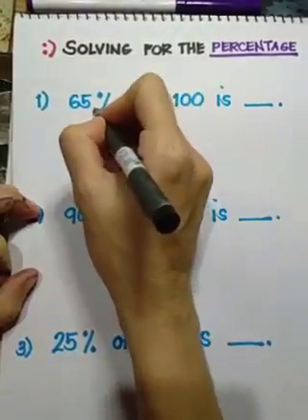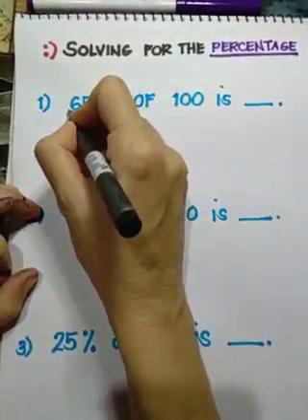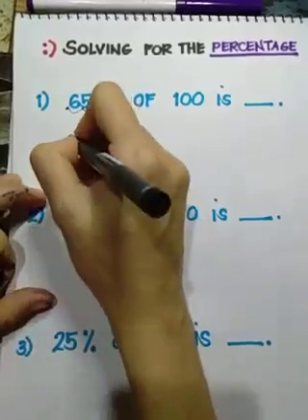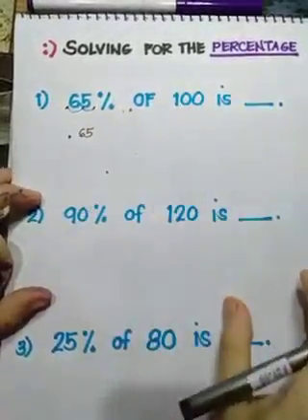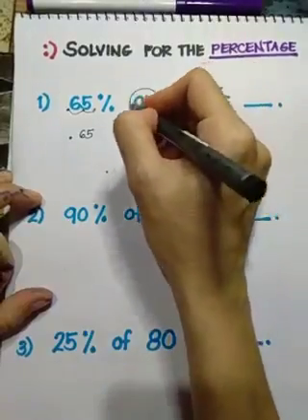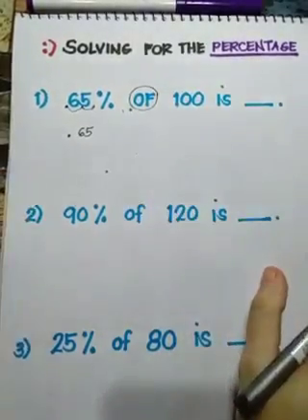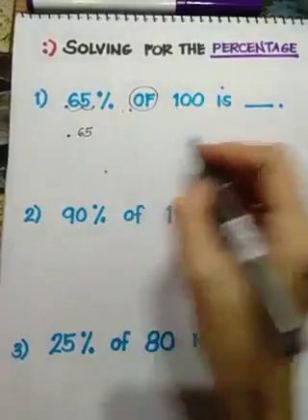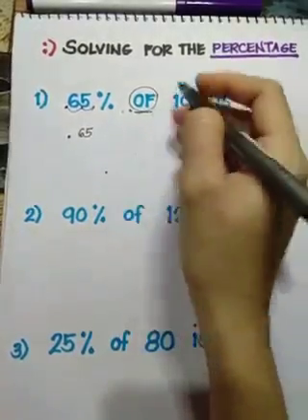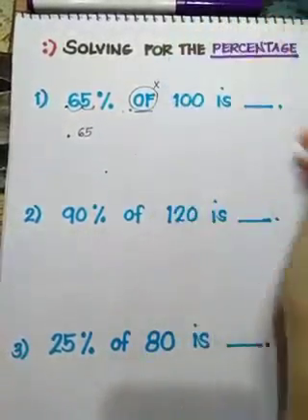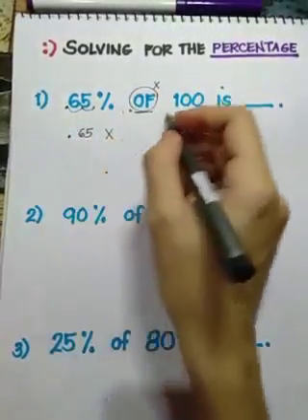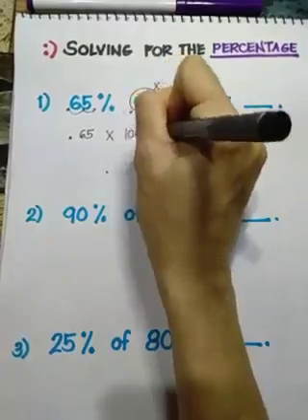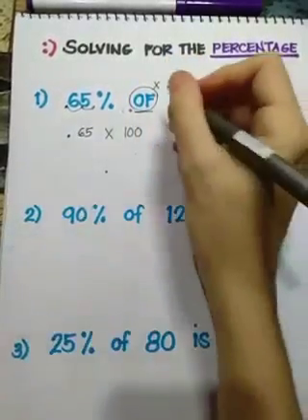We'll just move 2 places to the left, so our answer here is 0.65. In mathematics, when you see the word "of," this just means that you're going to multiply. So we're just going to multiply 0.65 by 100. Let's try to solve.